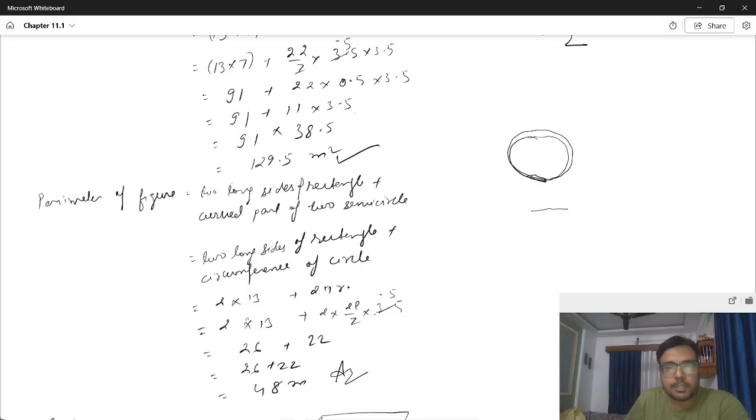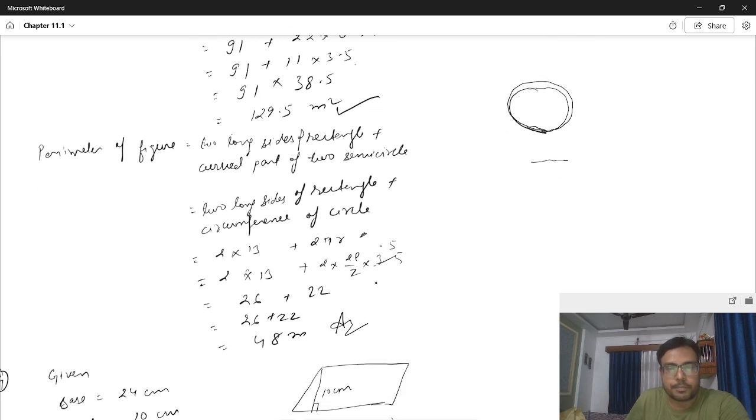How do we find the perimeter of a circle? It is 2 pi r. So 2 into 13 plus 2 into pi, 22 by 7, into radius 3.5. Again you solve: 26 plus 22 into 0.5 means 22 into half, which is 11. 11 into 2 is again 22. So 26 plus 22 is equal to 48 meter, which will be the perimeter of the figure.